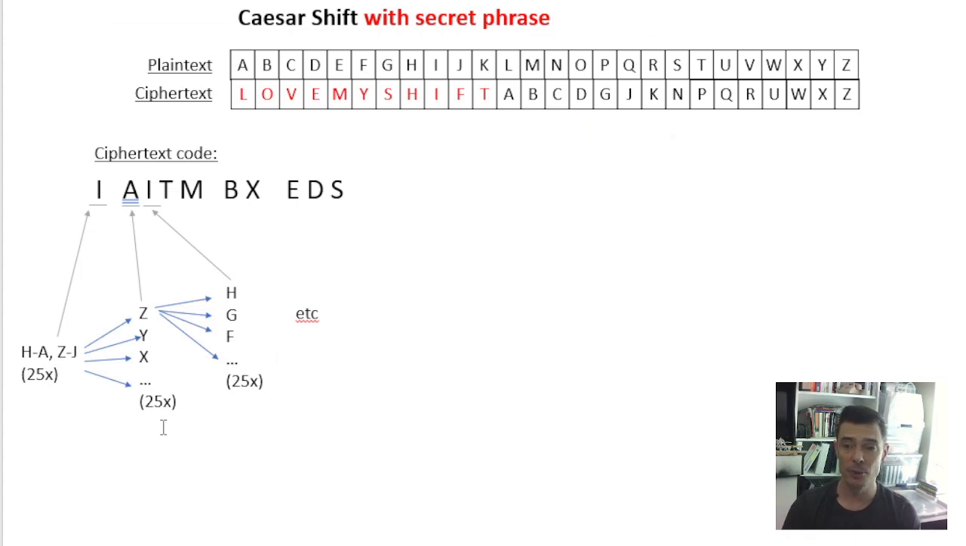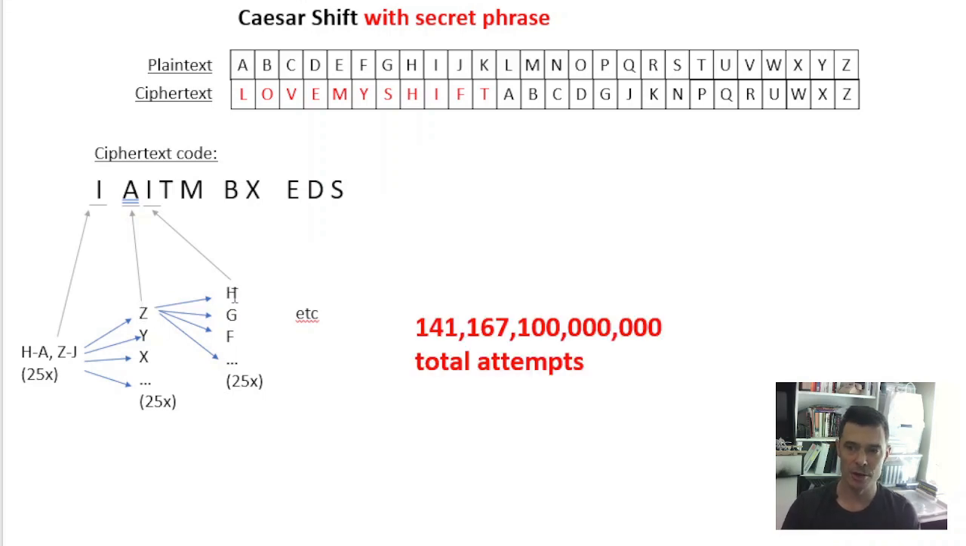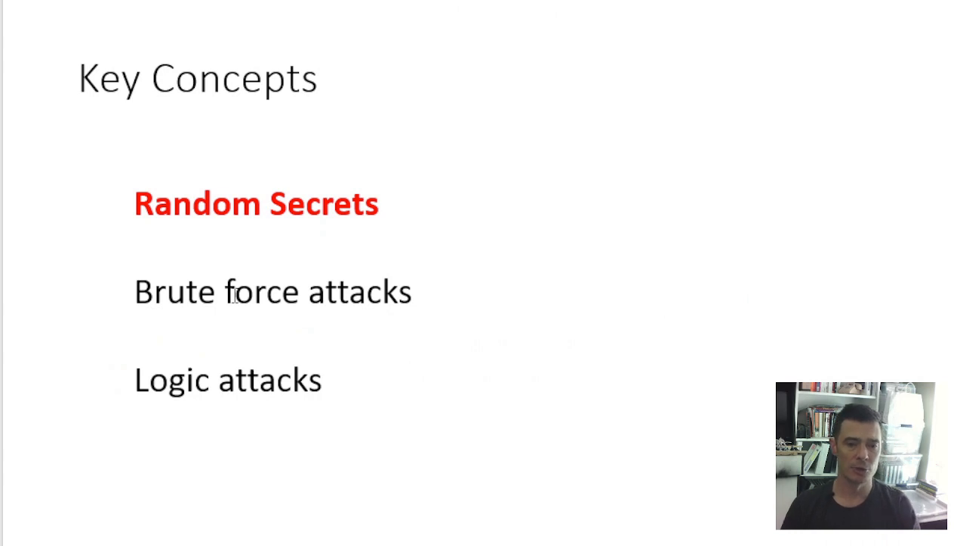So what we'd have to do now is run every possible combination. Here we have to run all 26 letters, and then take those and run it against all 26 letters, and then run it against all 26 letters, and so on and so on. This would be over 141 trillion different steps or attempts that we would have to make in order to try to solve that code.